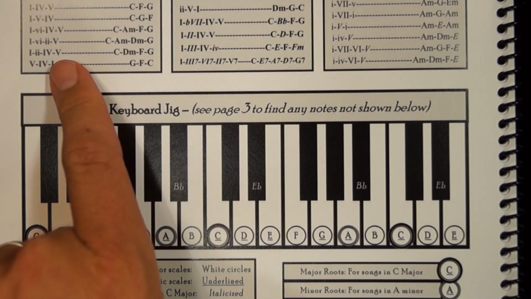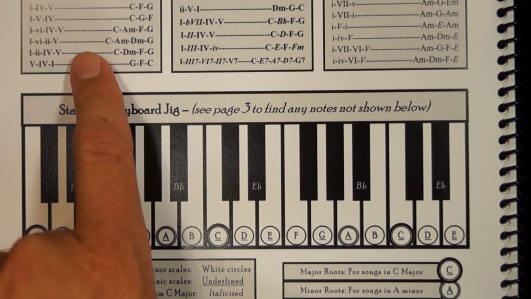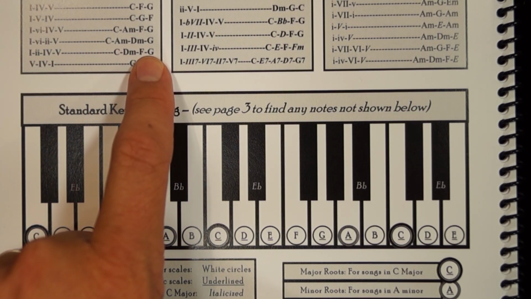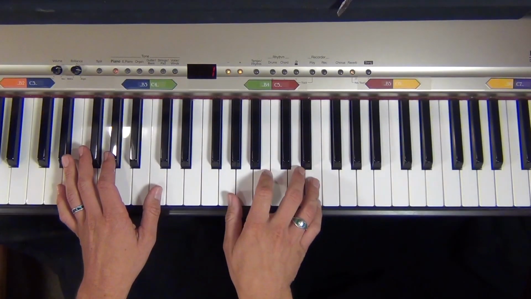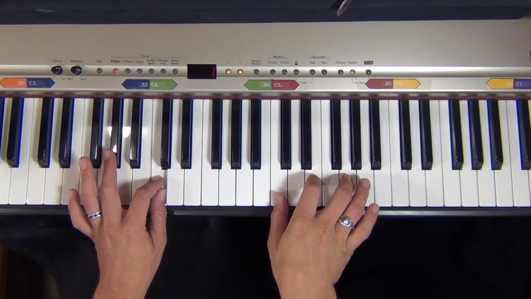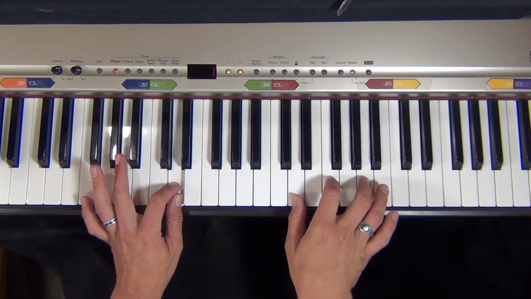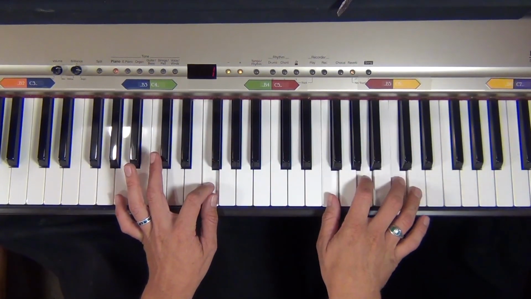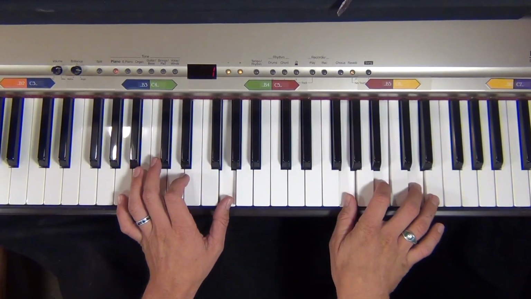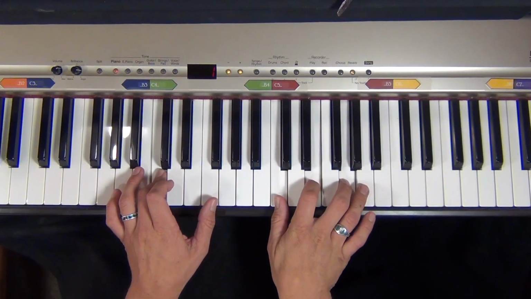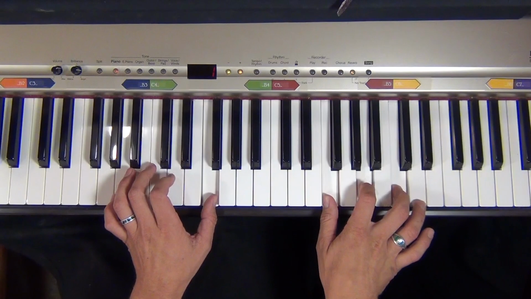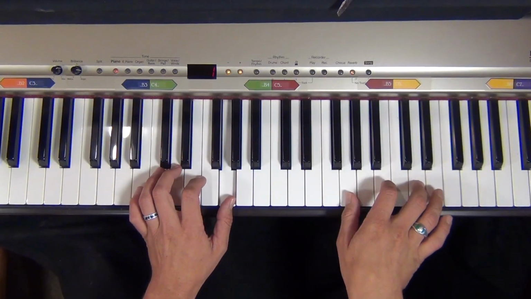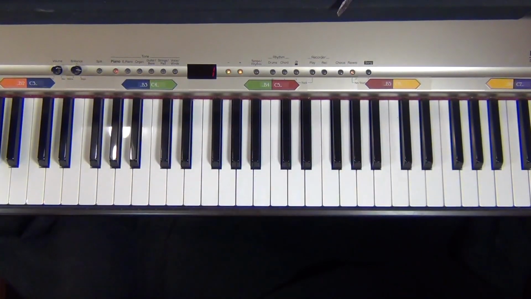And then two more quick progressions. A 1-2-4-5 is C major, D minor, F major, G major. And on the piano that would look like this. Here's C major, D minor, F major, G major, C major, D minor, F major, G major, and then back to C.